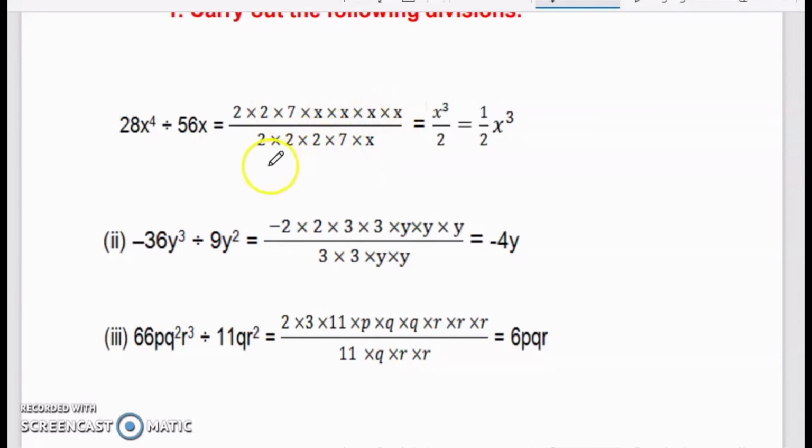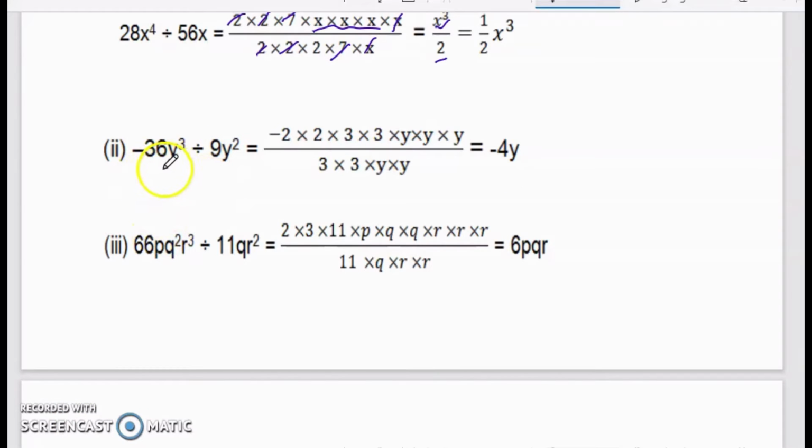So after factorizing both the numerator and denominator, you can cancel out the common factors. That is, x will cancel out with x. Then 7 and 7 you can cancel. And there are two 2's. So here also two 2's can be cancelled out. So what remains is x into x into x, that is x cube and 2. You can also write it as 1 by 2 x cube.